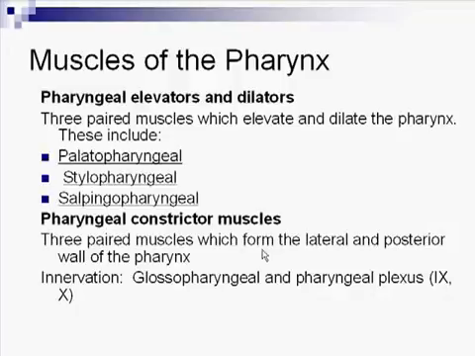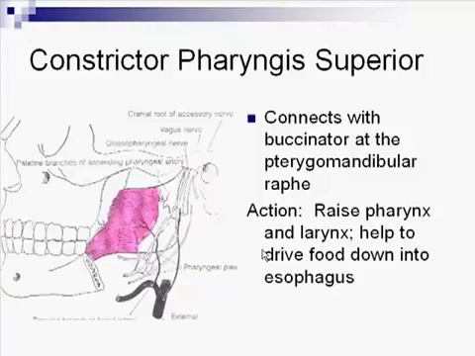The muscles of the pharynx, these are three paired muscles which elevate and dilate the pharynx so it is ready to receive the food that is to be swallowed. The pharyngeal constrictor muscles include superior pharyngeal constrictor, middle pharyngeal constrictor, and inferior pharyngeal constrictor, which are to follow. There's a lot to remember here.